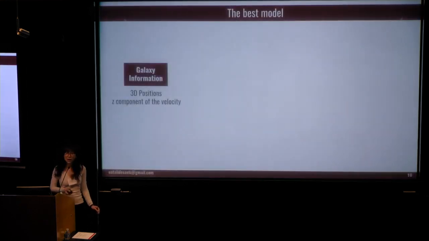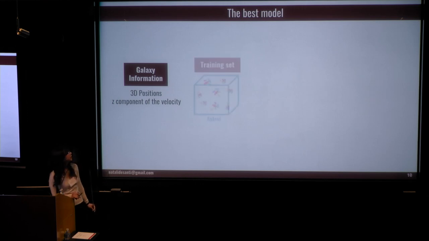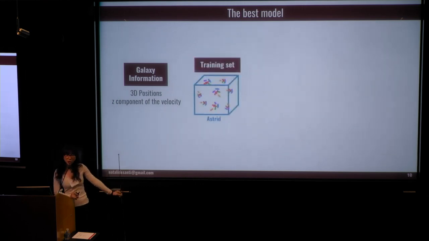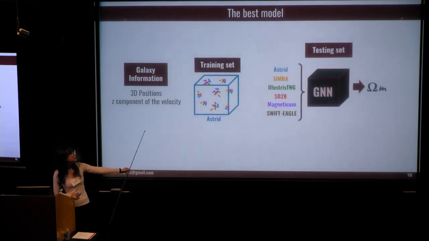In this work, we found a best model to extract good predictions for omega matter, using only the galaxy 3D positions and the z component of the velocities. The training set that we are using to achieve this best model is Astrid. And then we are testing this machine learning model in these different hydrodynamical simulations. And the good news is that this works.